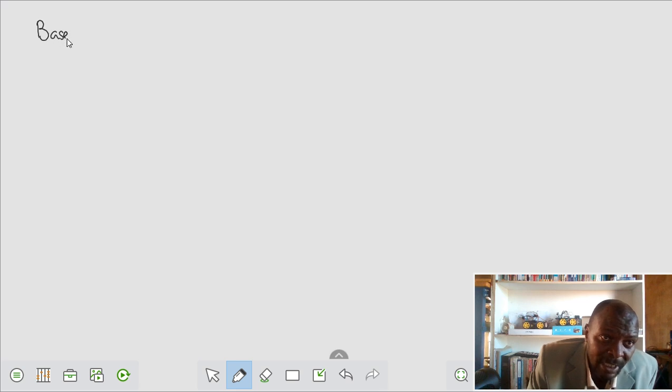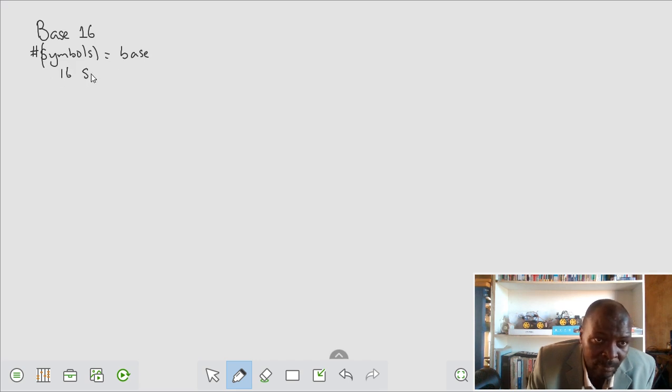Already we've been seeing the number of what? Base 16. The number of symbols is equal to the base itself. So therefore we have 16 symbols here.